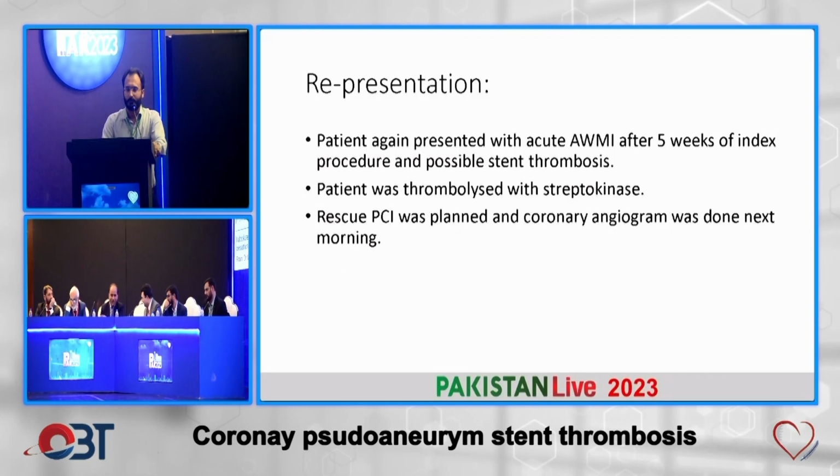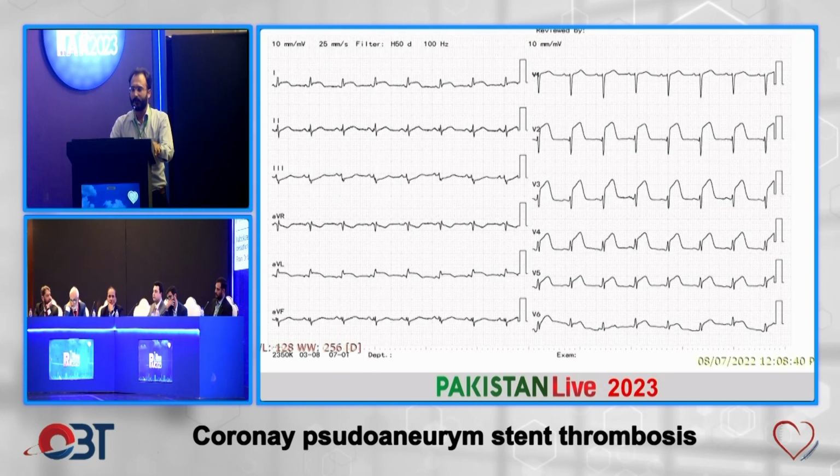So what actually happened? That patient again presented with acute anterior wall MI 5 weeks after the index procedure, and we were considering that it is possibly due to stent thrombosis. So patient was thrombolysed with streptokinase, and rescue PCI was planned and coronary angiogram was done in the next morning. This was the ECG of the patient, which showed acute ST elevation MI.